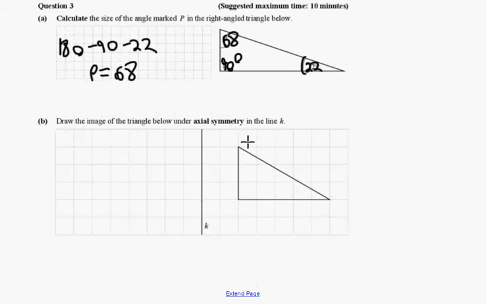Now look, you don't have to do this one, but if you were to do it, axial symmetry means mirror image. It means the straight line is like a mirror, and all you have to do is draw the same object out the other side. So how many blocks across again? 5 blocks on the bottom. 1, 2, 3, 4, 5. And you'd basically draw it just like a mirror image.